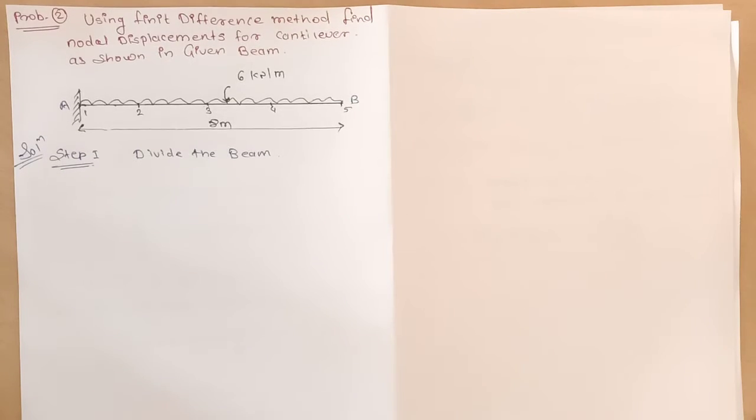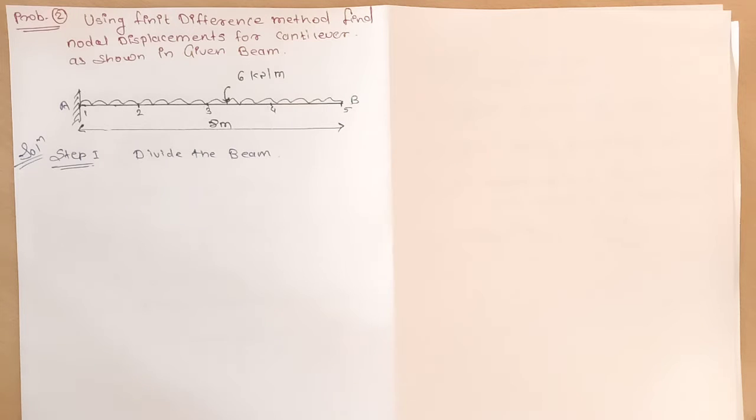Let us focus on the second example. Using the finite difference method, find the nodal displacement for the cantilever shown in the given beam. In that problem, the diagram is a cantilever beam AB. Over this beam, a 6 kilonewton per meter UDL is acting. Its total span is 8 meters, that means from point A to point B the span is 8 meters.